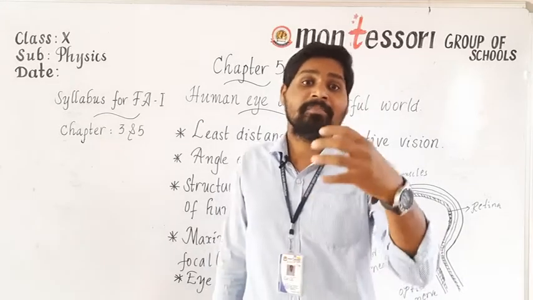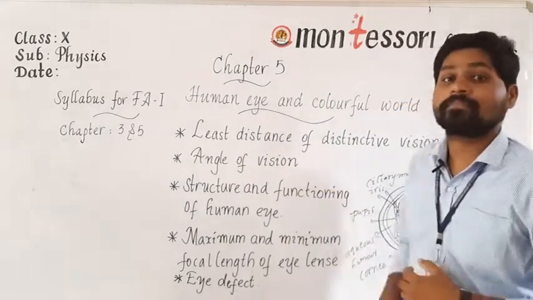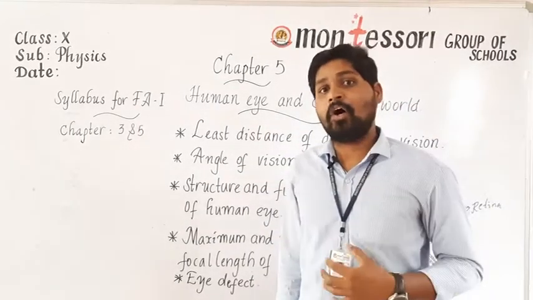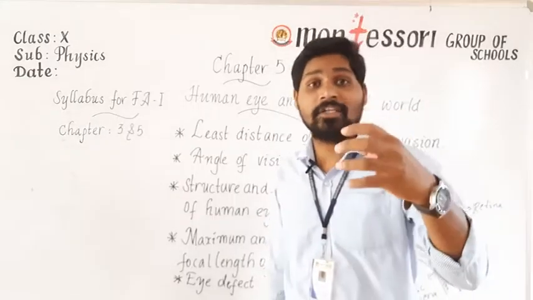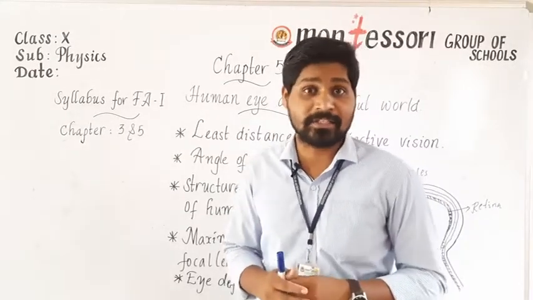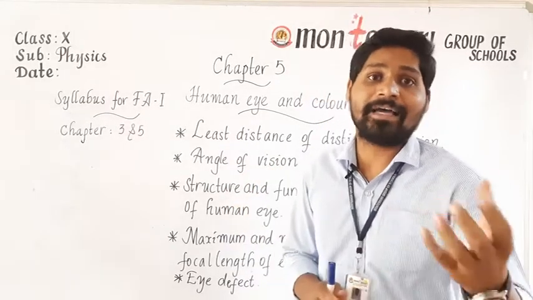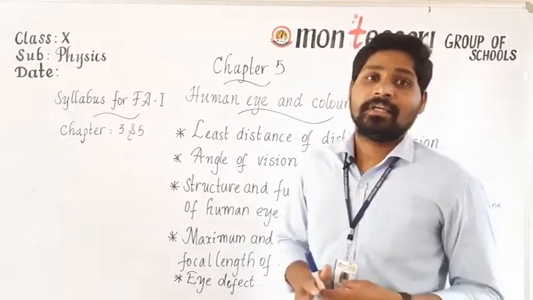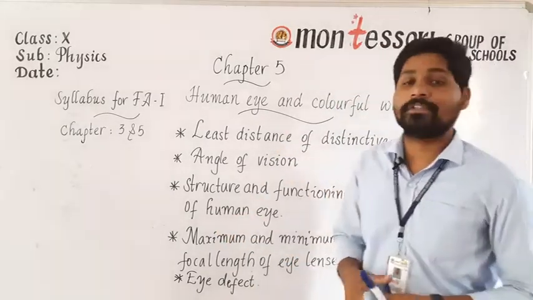That minimum distance we call the least distance of distinct vision. In order to read the words, or to see objects and things comfortably and distinctly, we should maintain a certain distance between our eyes and things. That minimum distance is called the least distance of distinct vision.